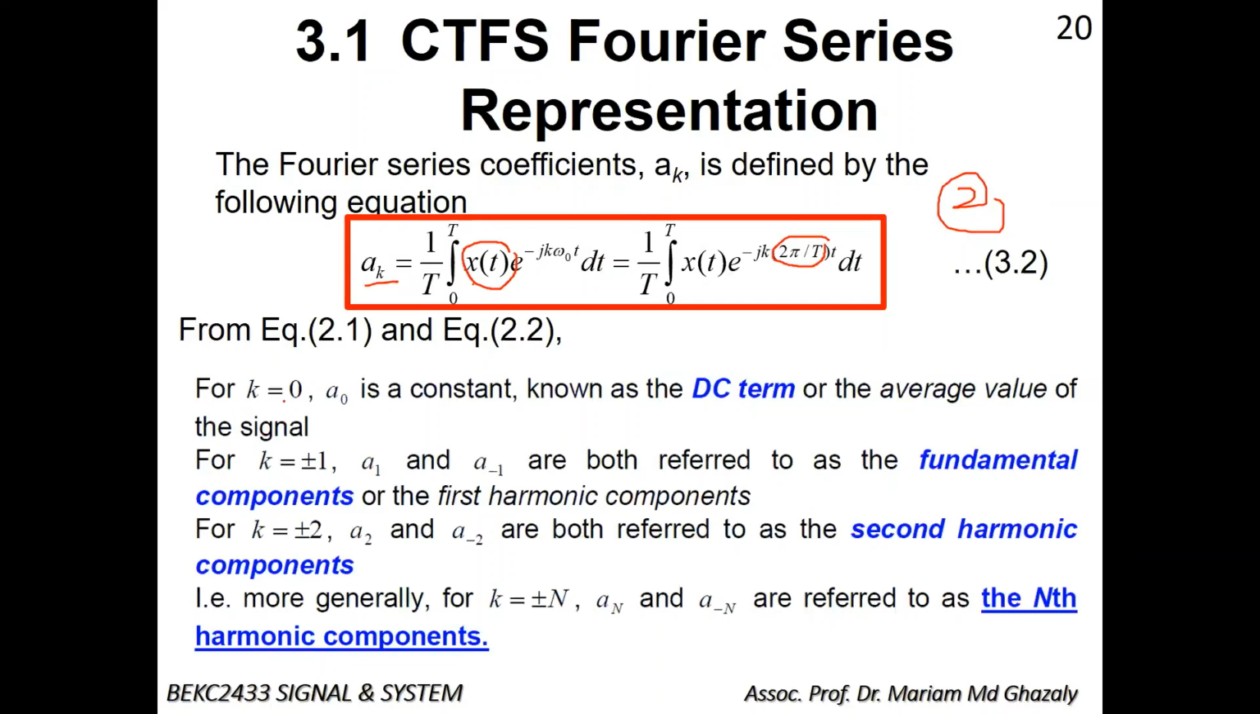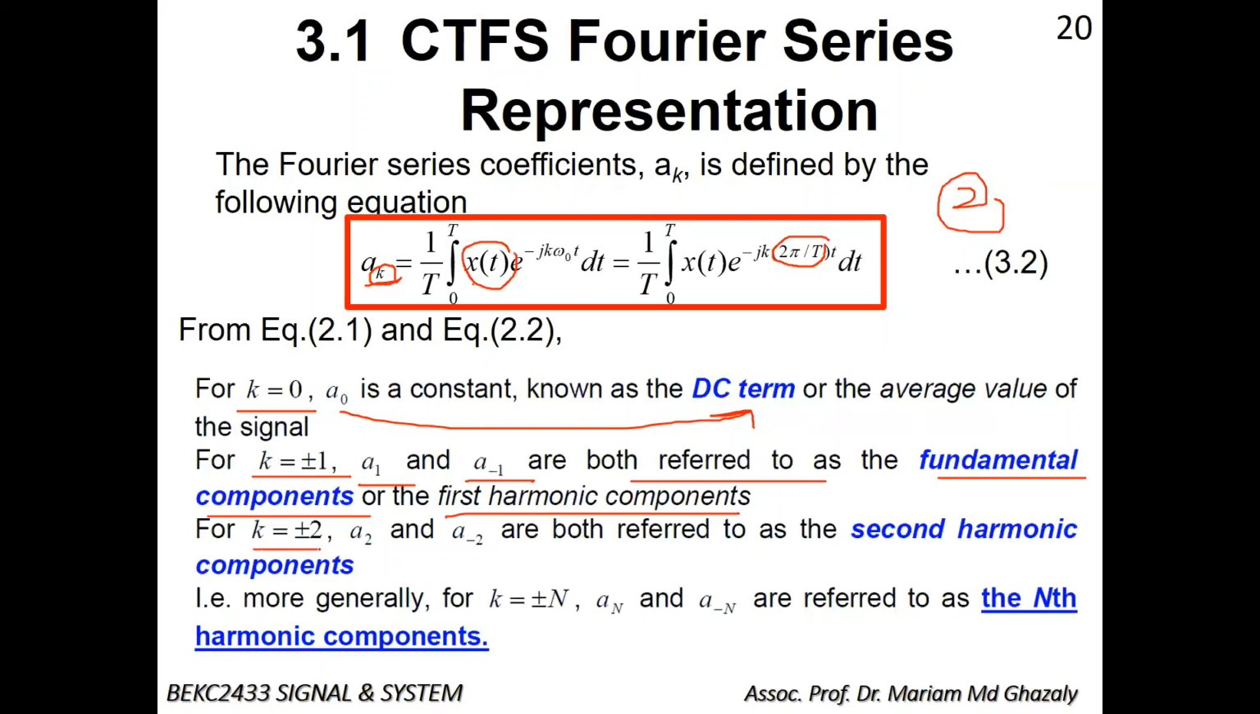Here is what it means. When k equals 0, you get a0, which is a constant value, normally known as the DC term. You do not have any complex value, only a constant value. For k equal to plus or minus 1, you have a1 and a minus 1, and both are referred to as the fundamental component, or the first harmonic component.